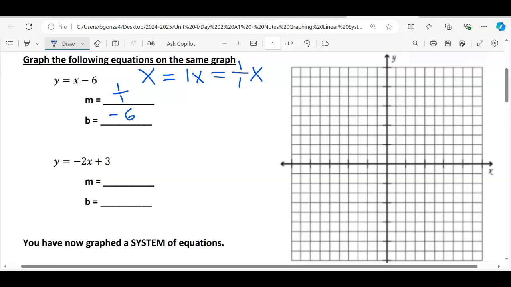B is where you begin, right? So you graph the b first. So -6 on this y-axis. Let's find -6. It's not up here. That's +6. It's down here. 1, 2, 3, 4, 5, -6. Put a point there.